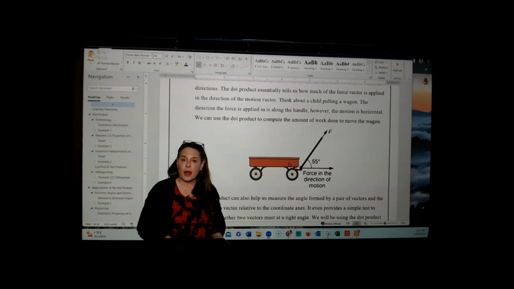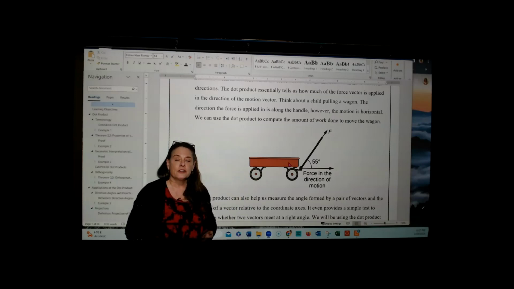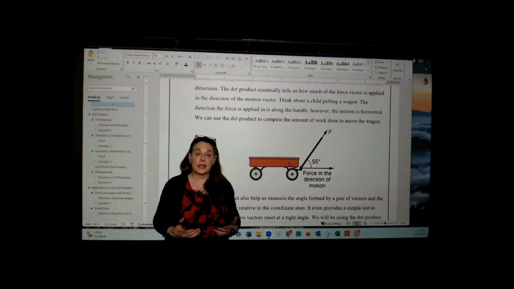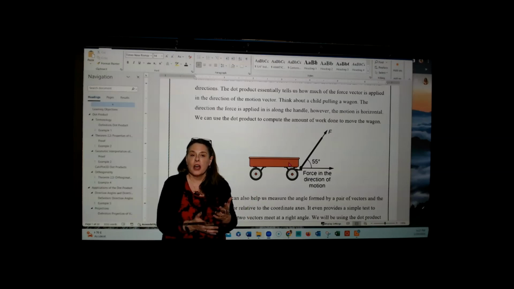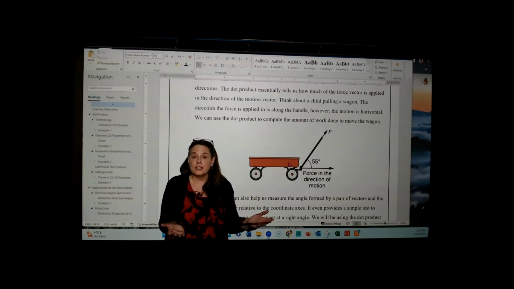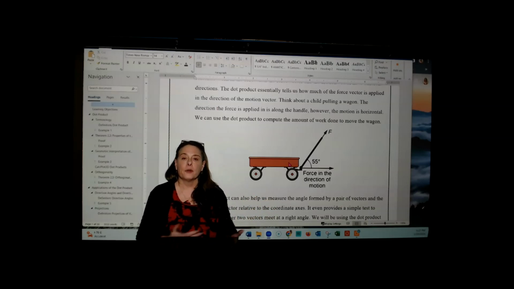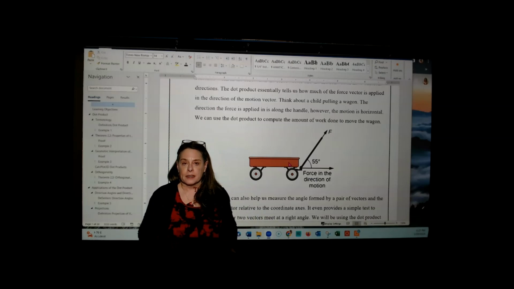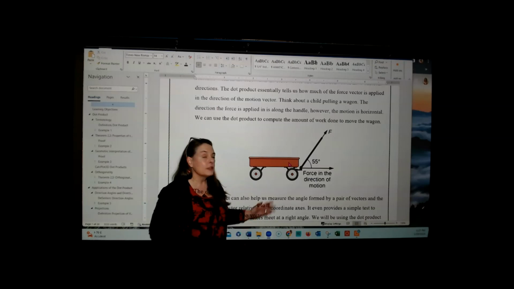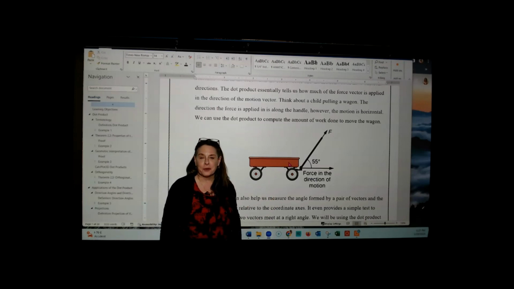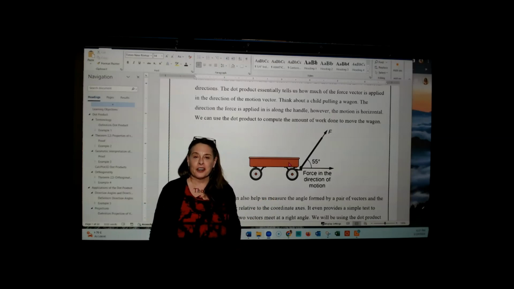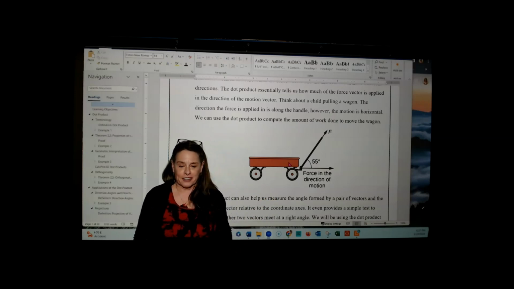Now, there are some other applications as well to dot products. For example, we can tell when two vectors are perpendicular to one another. And we'll also see that we can tell when they're either parallel or in the opposite direction. Now, let me share my screen with you, and we'll get started on what is the dot product.